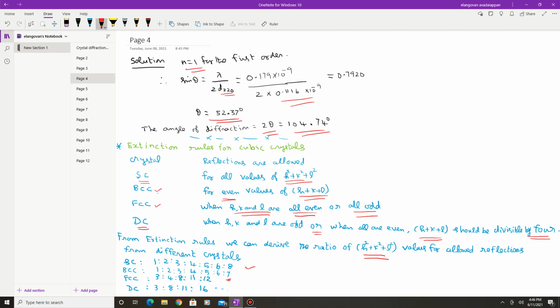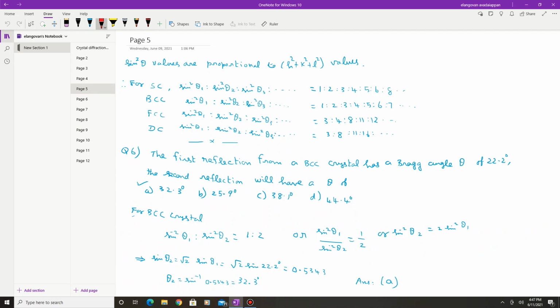For FCC it is quite different: 3:4:8:11:12. So this is for FCC. For a diamond cubic, it is 3:8:11:16. If you remember these ratios, you can do the calculation very easily. So these are the ratios of h square plus k square plus l square.